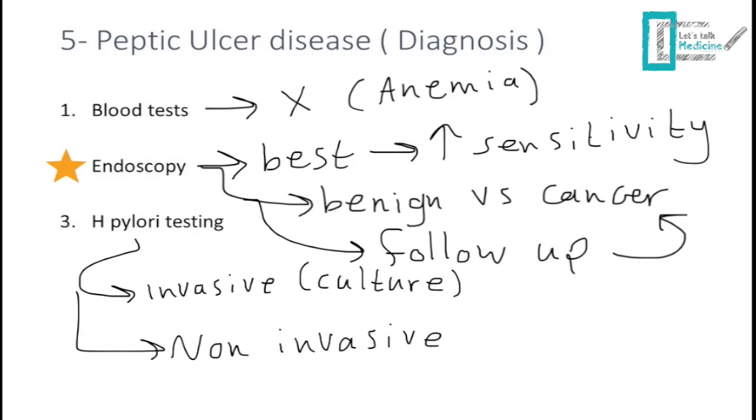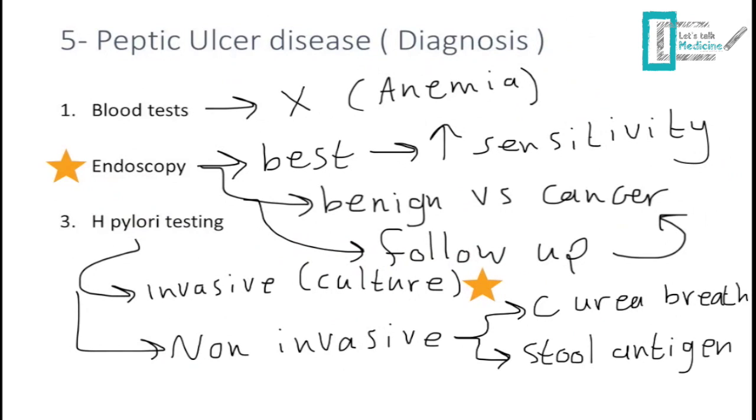This is actually the gold standard for diagnosis of H. pylori infection. We also mentioned that there are non-invasive methods to diagnose H. pylori infection and see if the patient has it or not. That can happen through the C-urea breath test or the fecal antigen test. The C-urea breath test is actually very good. It has high sensitivity and specificity.